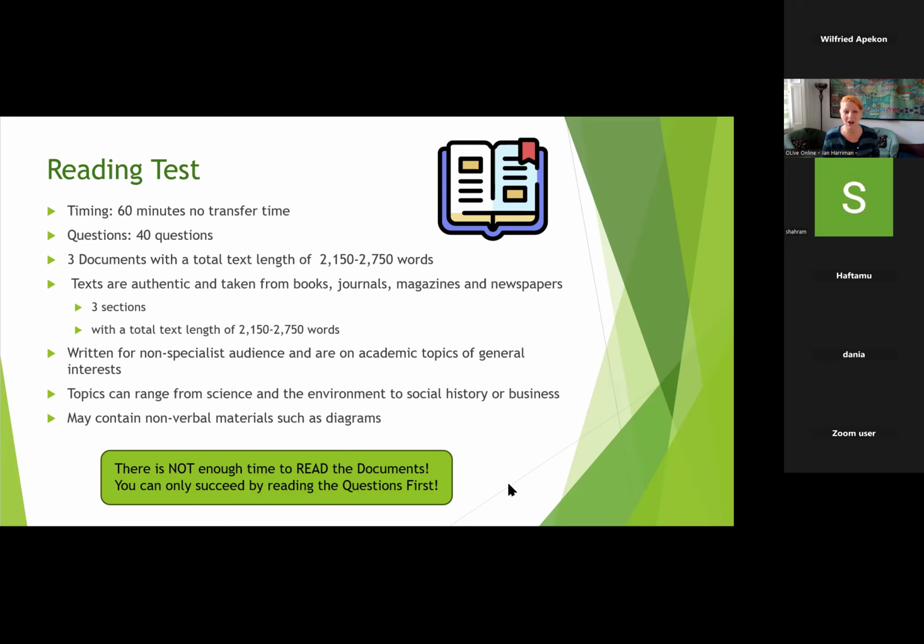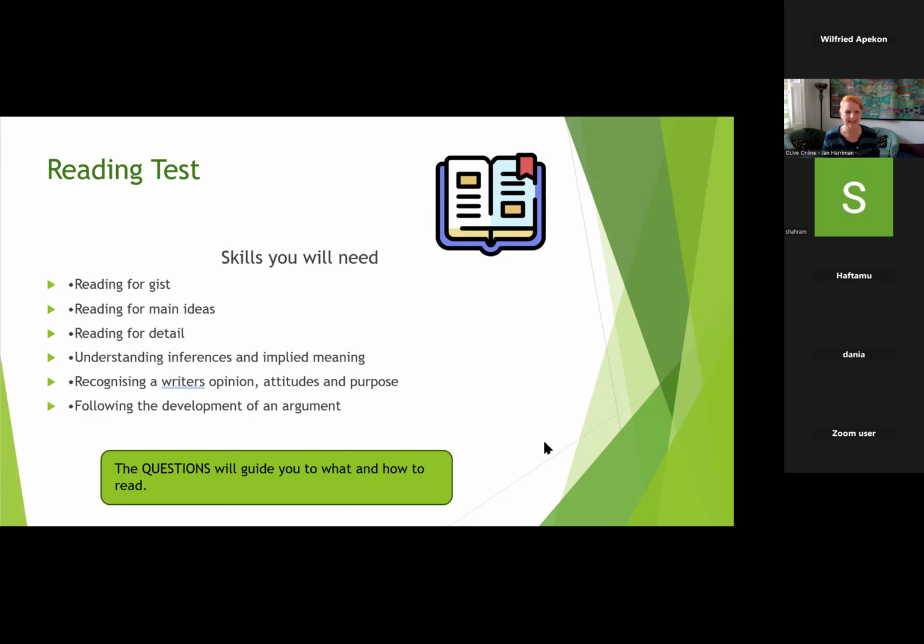There is not enough time to read the documents. I cannot sit down, read those 3 documents, and then start reading the questions and make it through the exam in time. It doesn't work that way. So today we are going to practice reading the questions first and seeing how that helps us. All right. So we're going to read the questions first.